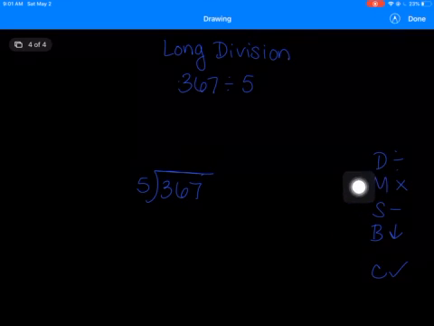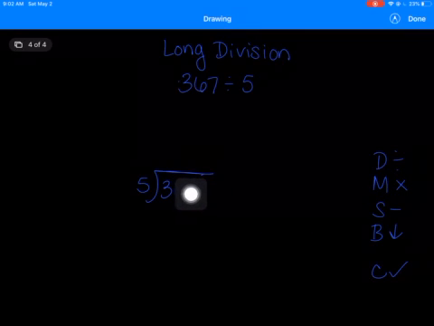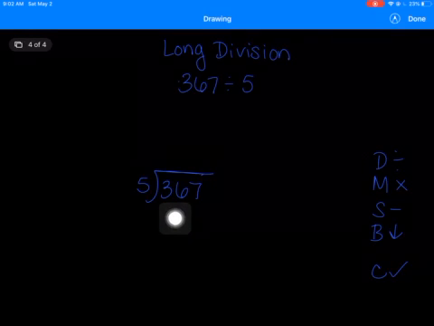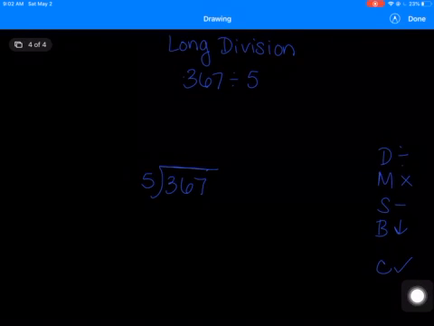All right, we are ready for step 1, which is to divide. And in division, we look at one digit at a time and move to the right as we need. So we're going to start with just 3 and ask ourselves, 3 divided by 5 is what? How many times does 5 go into 3? It won't. 3 is smaller than 5. So it won't go in there at all, and we can put a 0 above the 3.